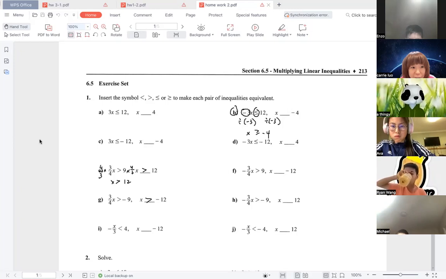Okay, you have to become a little rabbit. So everybody, get it? If you divide by a negative number for both the left side and the right side, the sign is changed.